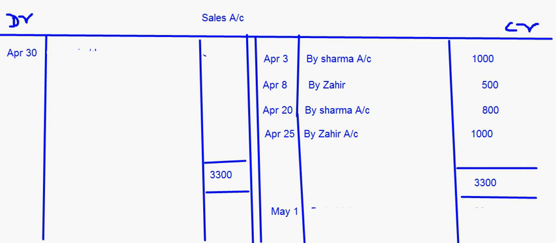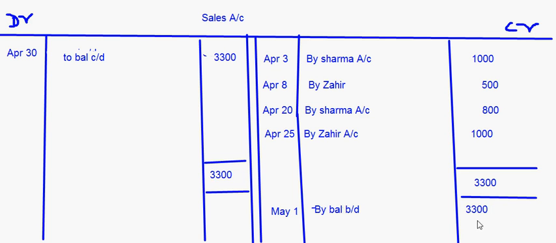Now this was the sales account. You have these entries in the sales account, nothing on the debit side, everything is on the credit side only, right? So if you total this comes to 3300. So here also you will put 3300, and now on April 30th you will have to balance carried down, 3300, and this amount will come as by balance brought down here, 3300. So since the opening balance is coming on the credit side, the sales account has a credit balance of 3300.